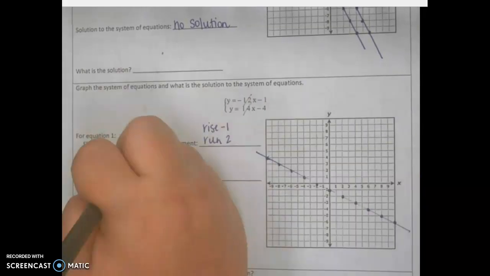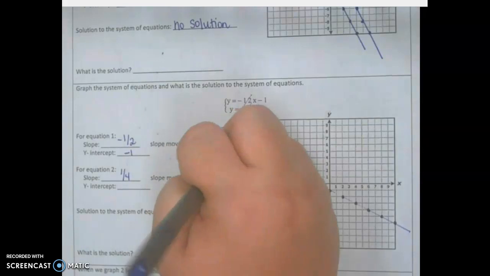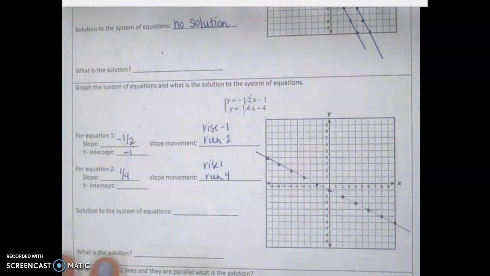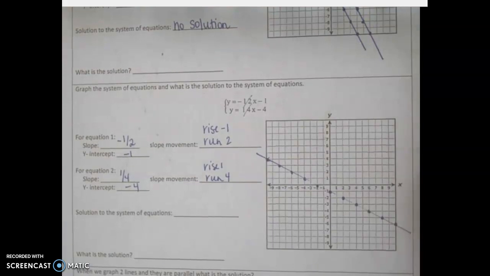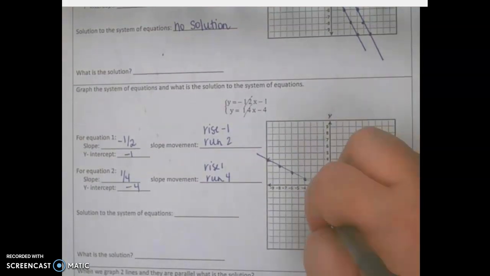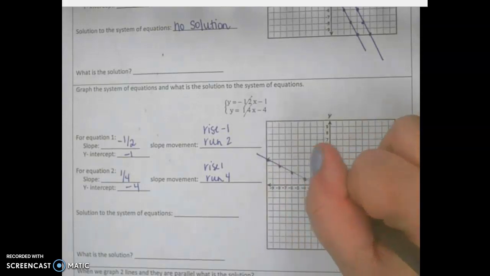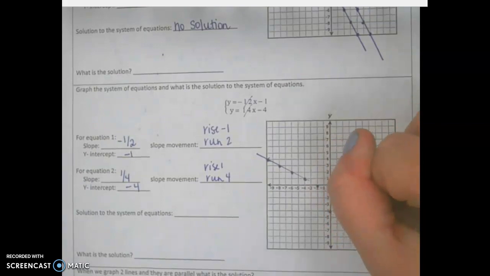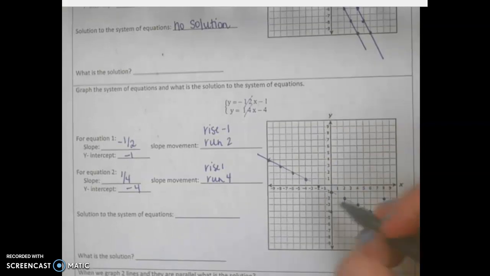Our next one was 1/4. So we're going to have a rise of 1, a run of 4, with a y-intercept of -4. Remember to bring that subtraction with you. It turns it into a negative. All right, so we're going to start at -4. We're going to go up 1 over 4. 1, 2, 3, 4. I knew that this wasn't going to be a special circumstance because we had different slopes. 1, 2, 3, 4. Then I'm going to do the reverse.